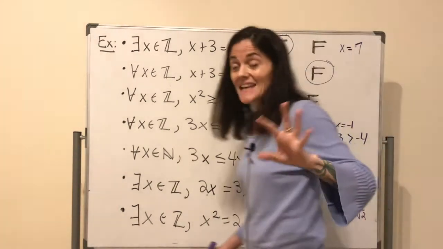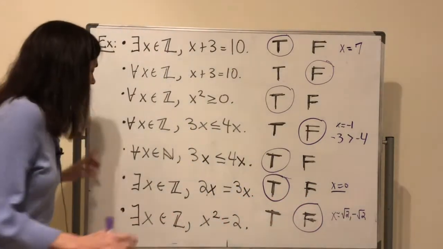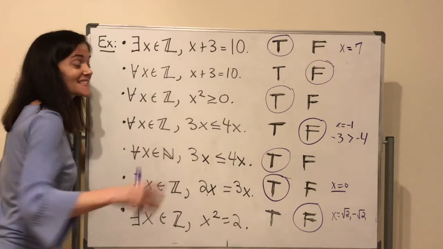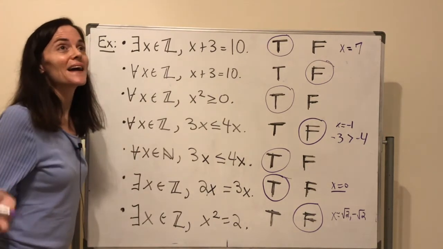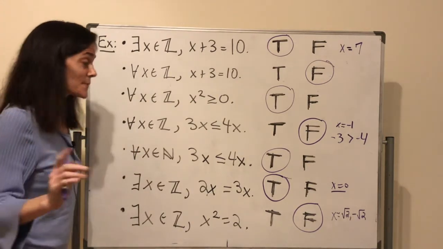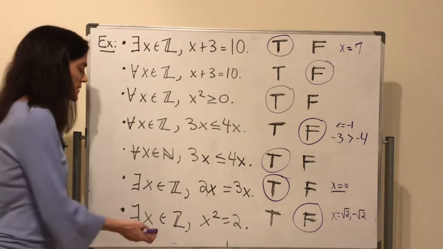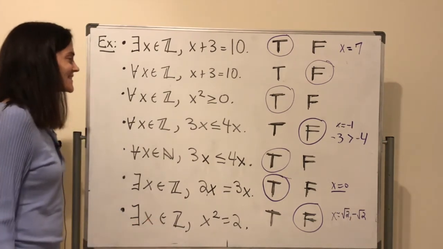In fact, we can say more. We can change this to Q, and it's still false. This is something we will prove by contradiction later in the semester, that square root of 2 is not rational. But for now, certainly it's not an integer, okay?